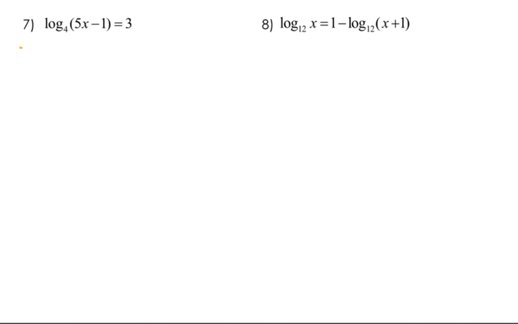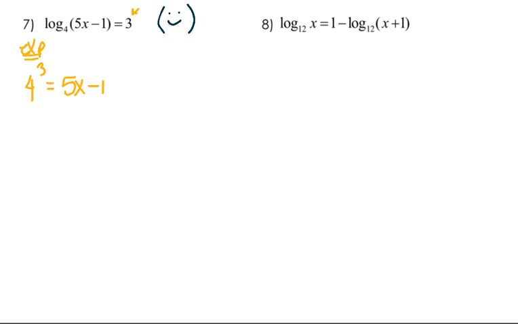So if I change this to exponential form, I start with the base, which is a 4, cube it, because that was the number over there, and this is going to equal whatever was after the log, which happens to be 5x minus 1. Now, notice there are parentheses around that 5x minus 1. These are very, very important here. If the parentheses weren't there, it would be a totally different problem. You'd have to add the 1 first, and you'd get a different answer.